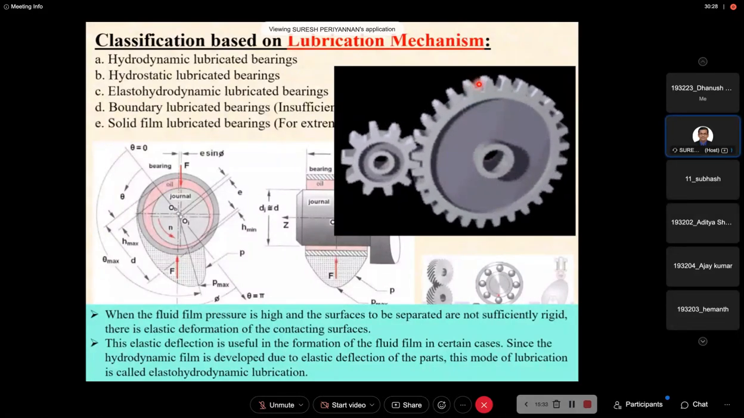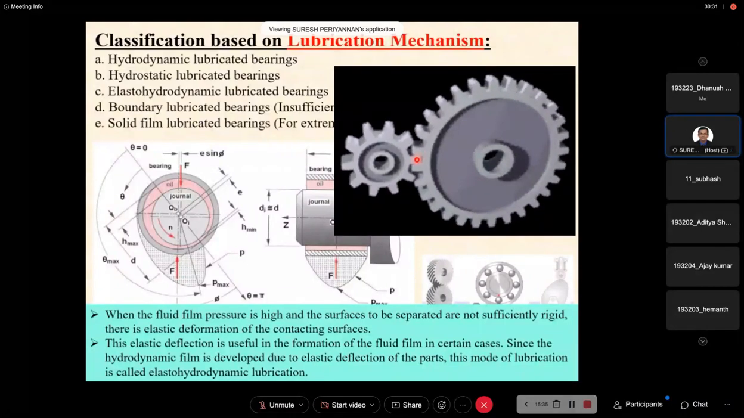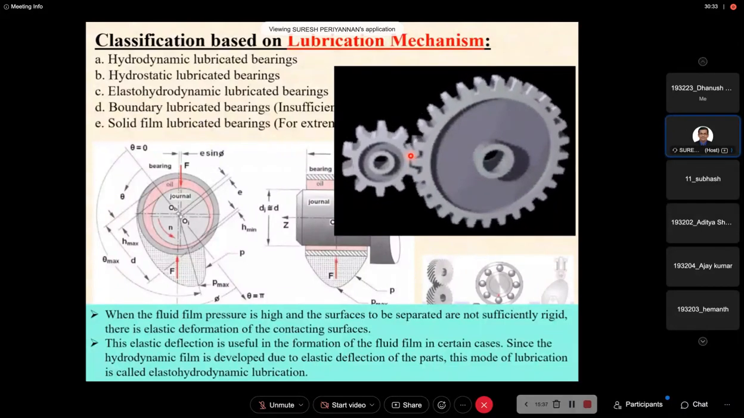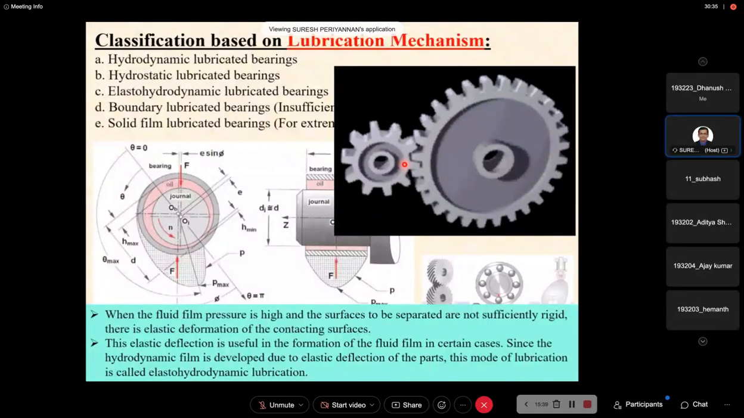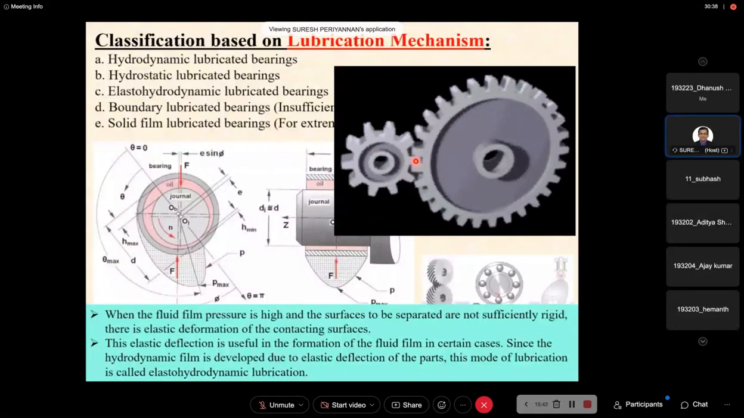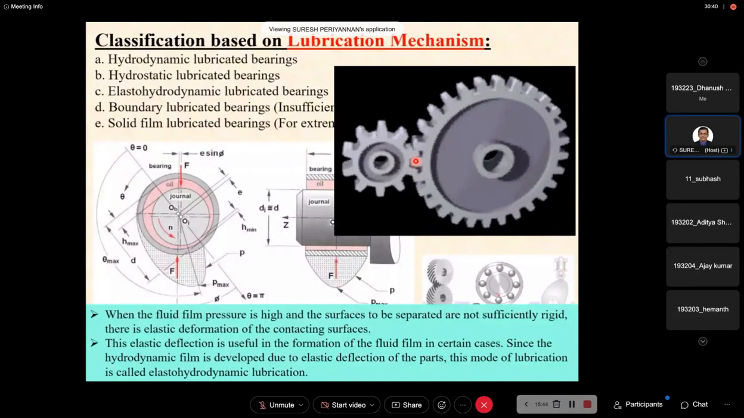Due to that, high pressure will be generated in the oil on this region of the contact surface. That will cause elastic deformation. That elastic deformation will help us to make a thin fluid film. But simultaneously deformation is happening, so this film generation is called elastohydrodynamic lubrication.